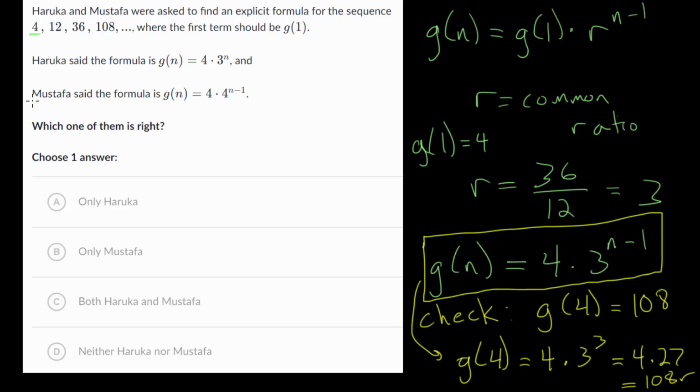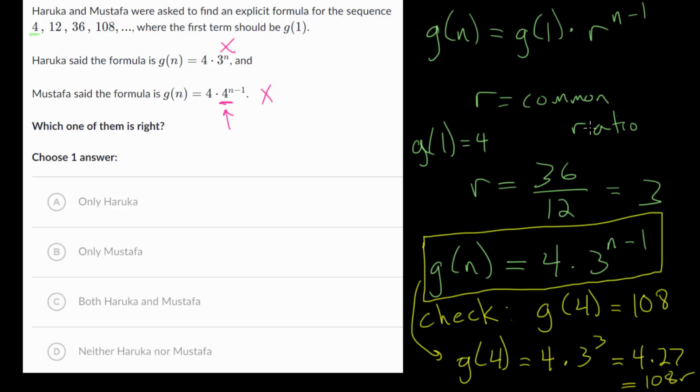And notice for Mustafa, you can see that that is incorrect right away, since it should be 4 times 3 to the n minus 1, since this is the common ratio, and we found the common ratio to be 3. If it was 4, then it would go 4, 16, 64. Every step you'd be multiplying by 4. So Mustafa's is not correct, but we can check Haruka's formula, and we have 4 times 3 to the n power, but we know it should be the n minus 1 power. So this one is not correct either.